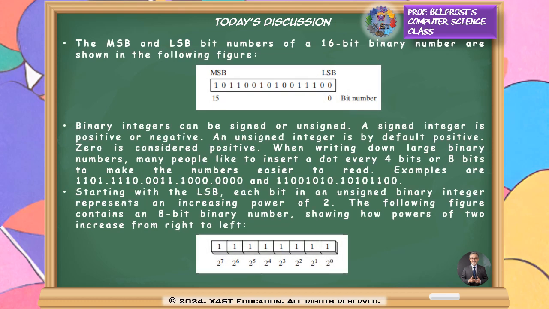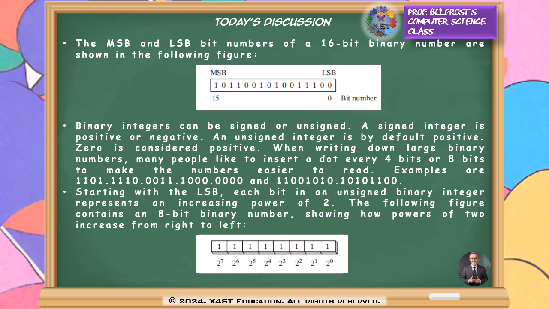The MSB and LSB bit numbers, also for a 16-bit binary number, are shown in the following figure. This is just an example for you, so you're able to properly identify which is the MSB and which is the LSB. So here's the example. Just pay attention.